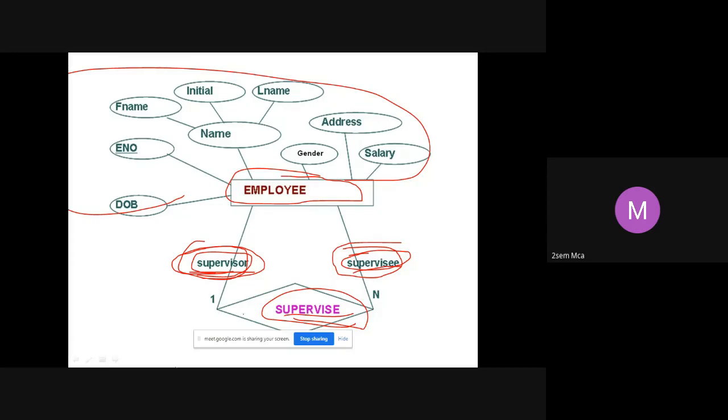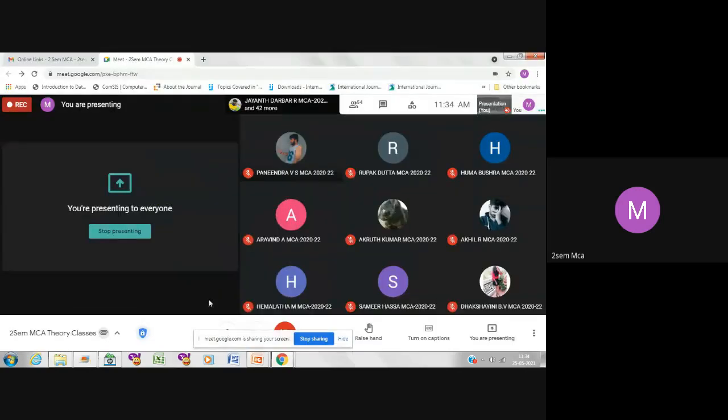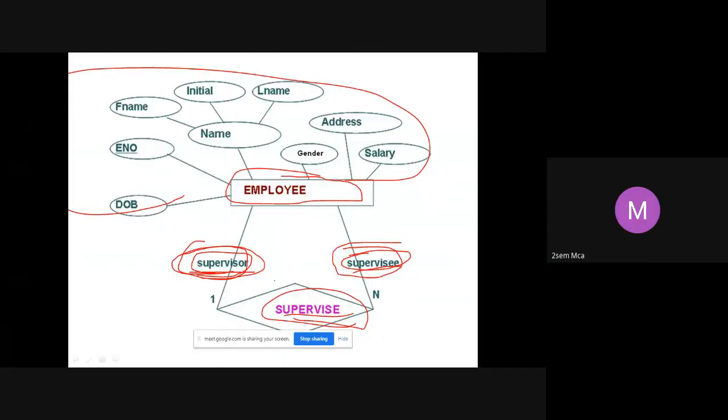Any doubts in this? This kind of recursive relationship. Do you all have any doubts? Is it clear? Are you all there? Yes, ma'am. Yes, ma'am. Any doubts? Ma'am.